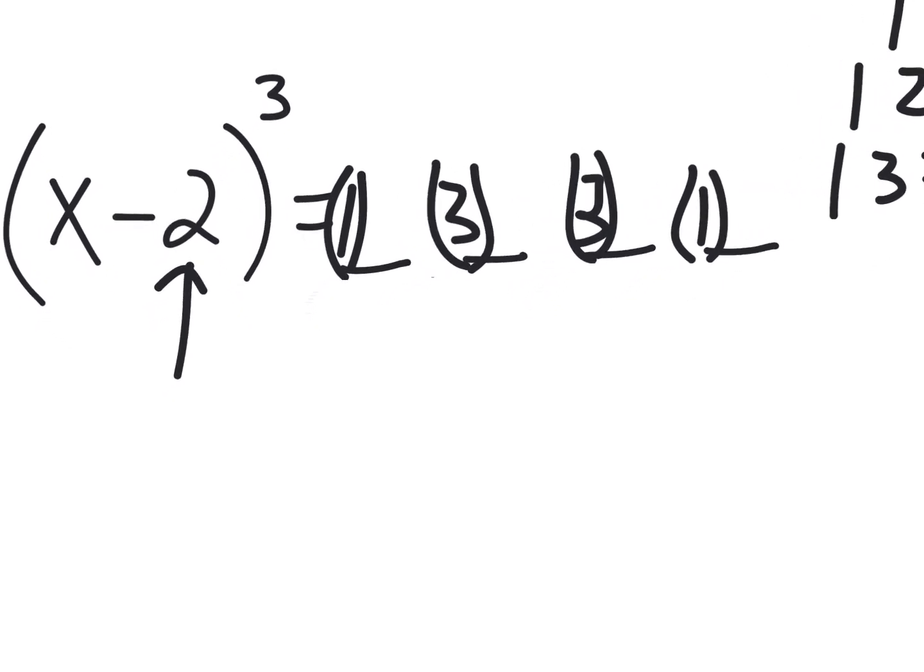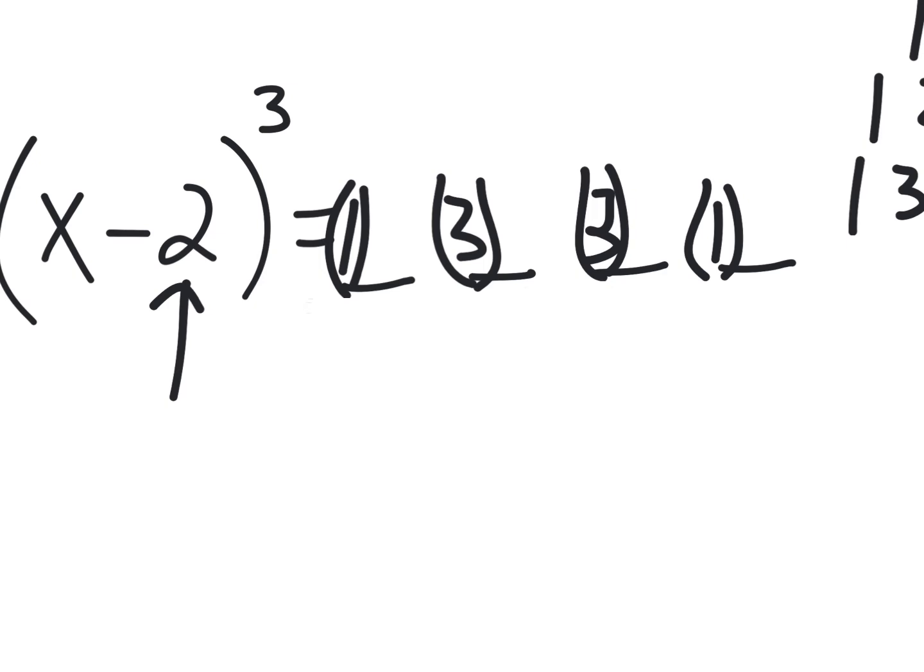I then filled out the x's going from x to the third, then x to the second, x to the first, and then x to the 0, which is just basically no x. Good. Now let's do the -2. Miss Paul, can you do the -2? Yeah, for the first one I did -2 to the 0, which is just 1. And then the next one is -2 to the first, -2 to the second, and then -2 to the third.